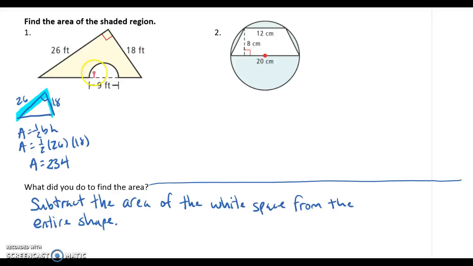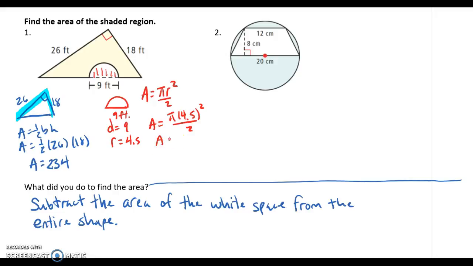Okay? But I want to actually take away that hole because in reality I don't have the whole triangle. So now we want to think, well, what is this shape and how do I find the area of that? Well, that is a half circle like we saw in that first number one. So I'm going to take my area formula for a circle, pi r squared, and divide it by 2 because it's a half circle. If it was a whole circle, I would leave it as pi r squared. And since the diameter is 9 feet, we know the radius is half of that, which is 4.5. So I'm just going to go ahead and plug that in. So area is going to equal pi times 4.5 squared over 2.